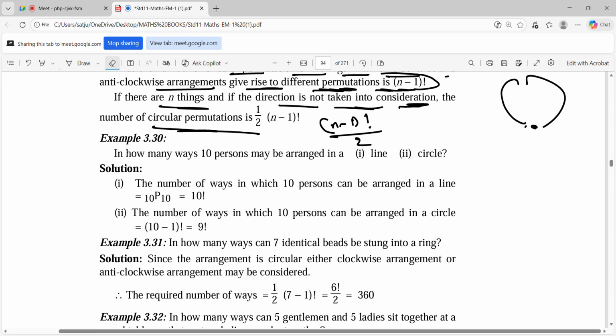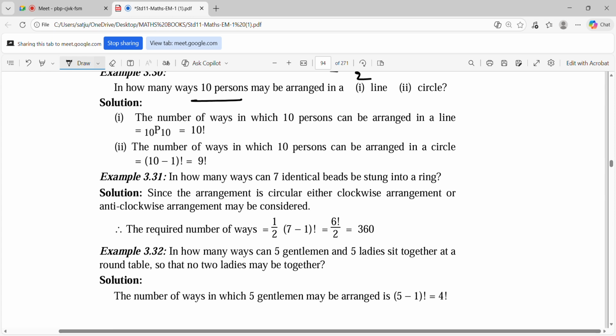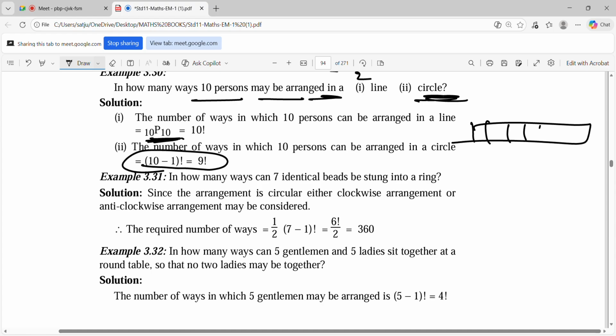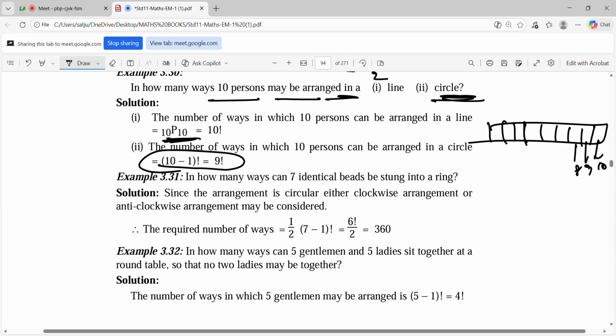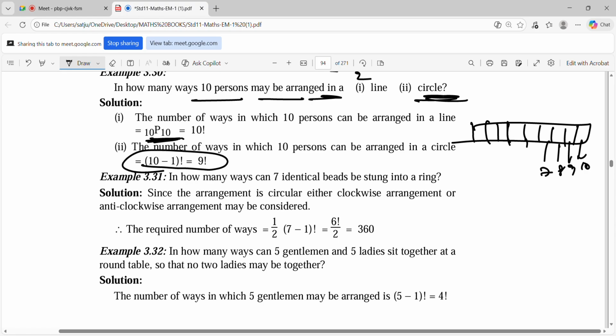Let me check the question. In how many ways can 10 persons be arranged in a circle? Circle means n minus 1 factorial. In a line means 10P10, that is 10 factorial ways. In a box way also you can do it. To fill the first one, 10; to fill the next one, 9; next 8, 7, like that. Directly you can write 10 things taken 10 at a time, so 10P10. In a circular way it is n minus 1 factorial because it changes here. This is related to the person.